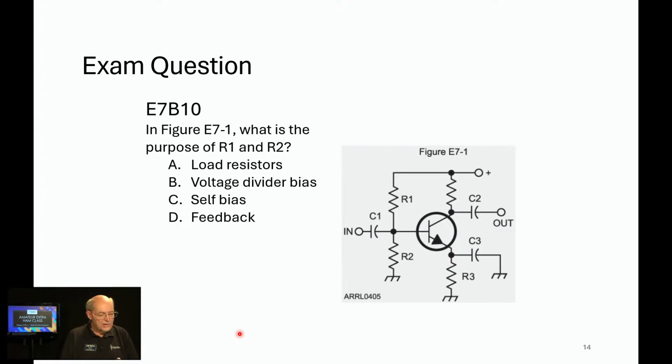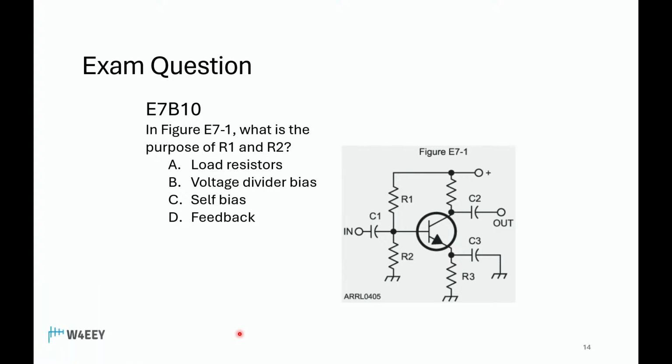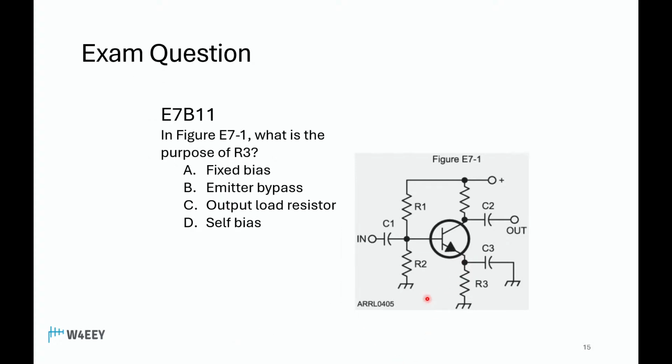So in figure E7-1, what is the purpose of R1 and R2? You can unmute, give us about 3 seconds, and give us an answer. Voltage divider. Voltage divider bias, correct. What is the purpose of R3? Delta. Delta, self-bias, correct. As the transistor conducts harder, it'll raise this voltage and turn off the transistor slightly.